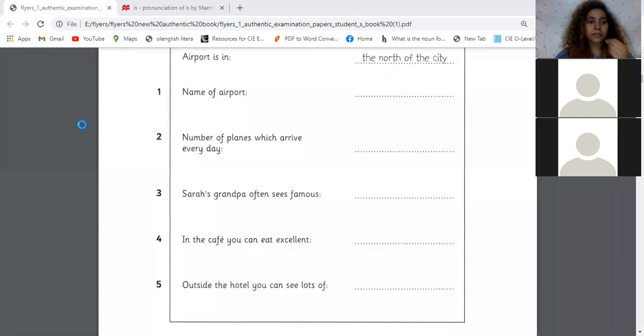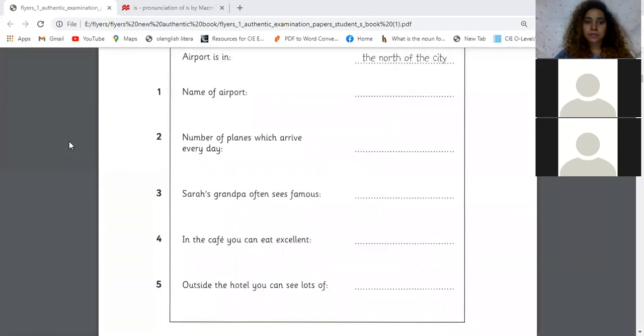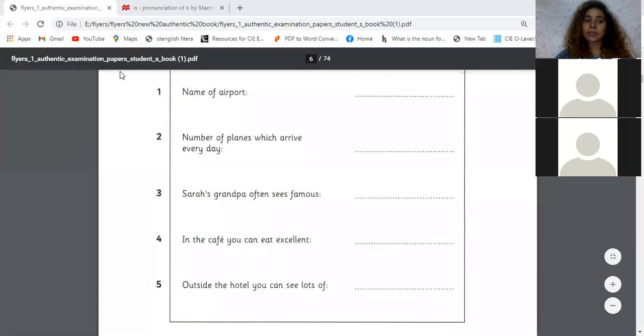Part 2. Listen and look. There is one example. Hello, Grandpa. I'd like to ask you some questions about the airport where you work. Okay, that's fine, Sarah. Is this for your homework? Yes. So where is it? It's in the north of the city. Wait a minute, I need a pencil. Okay, I'll write it down.